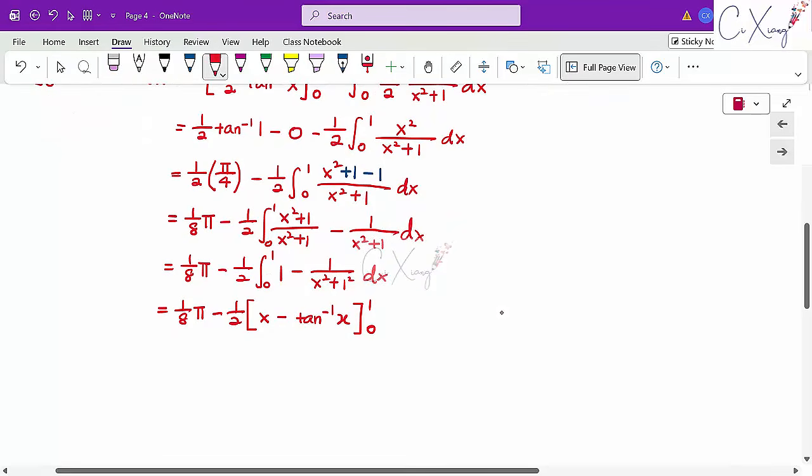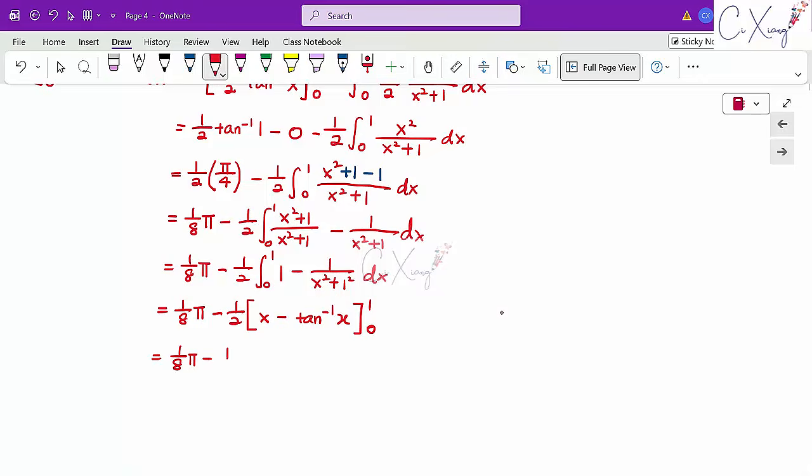Okay, so now you just need to make sure that you substitute the limits and don't make careless mistakes, yeah? Okay, so x is 1. Tangent inverse 1, you'll get pi over 4. Minus x is 0. Tangent inverse 0, you also get a 0.